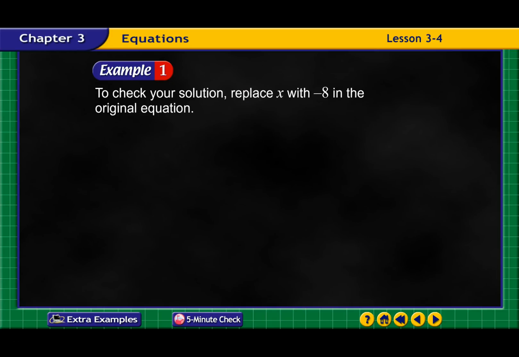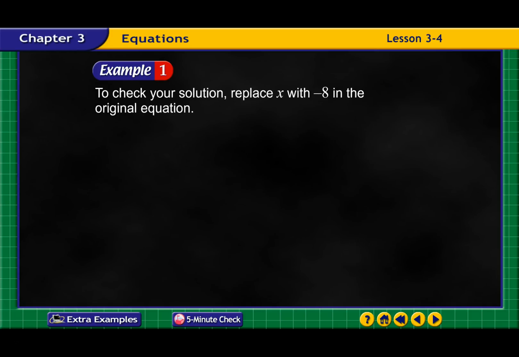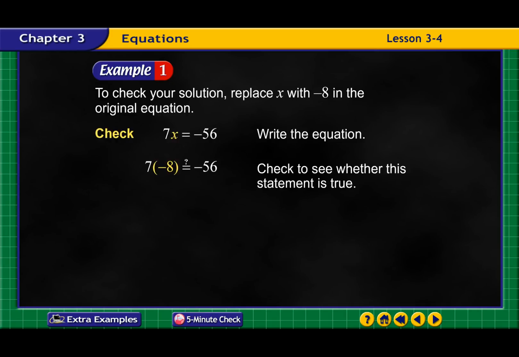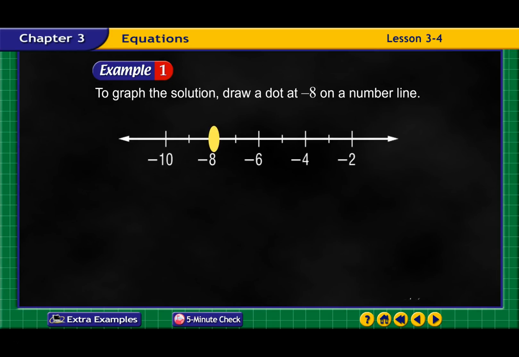Check my solution. I'm going to put negative 8. So yes, you will put a check mark here. So there's answer number 1. Check your solution. I'm going to put it back in. Negative 56 equals negative 56. Solution is negative 8. Then we're going to graph it on a number line. Ta-da!